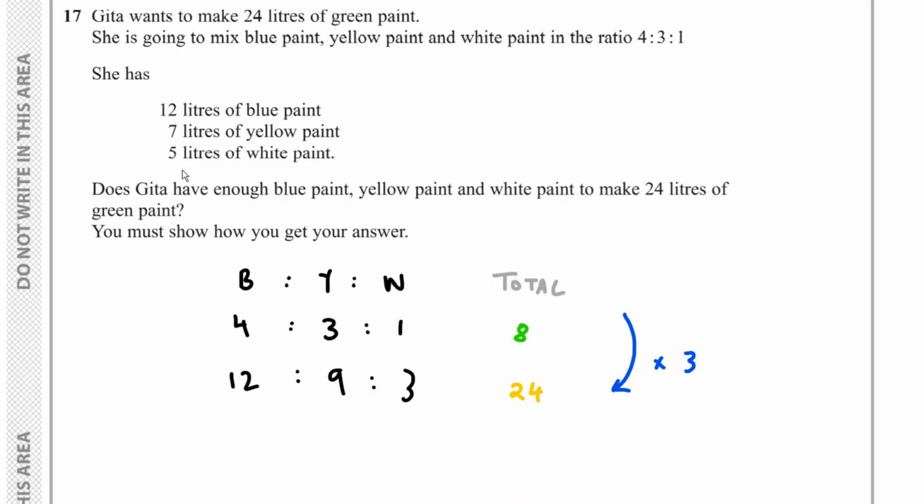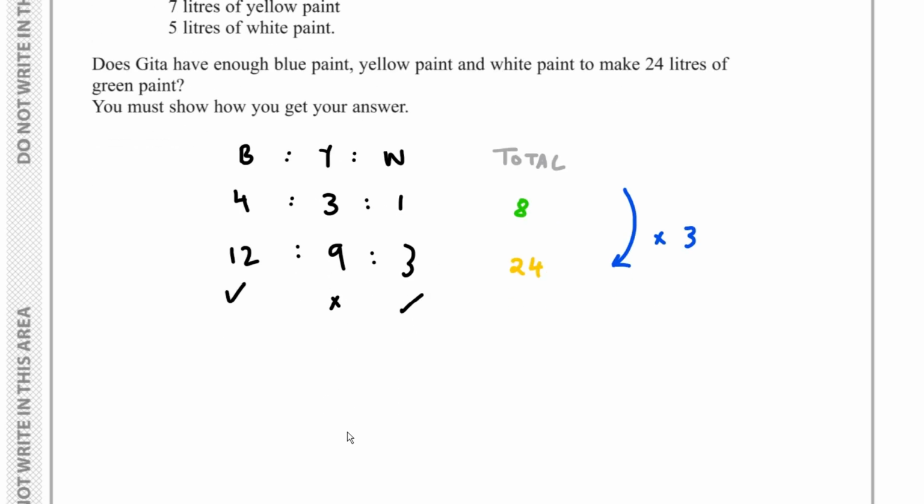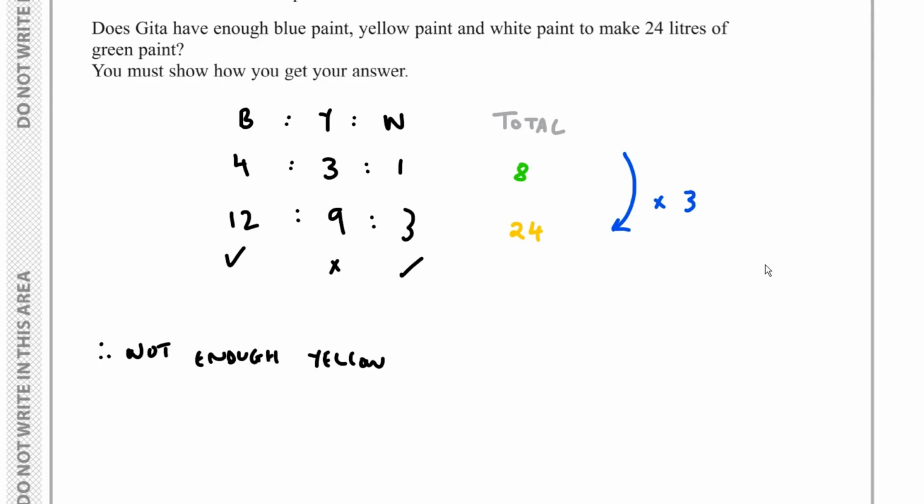So what we have is 12 litres of blue paint, that's enough. We've got 5 litres of white paint, so we've got enough white here. We've only got 7 litres of yellow, so there's not enough here. So there's not enough yellow paint.